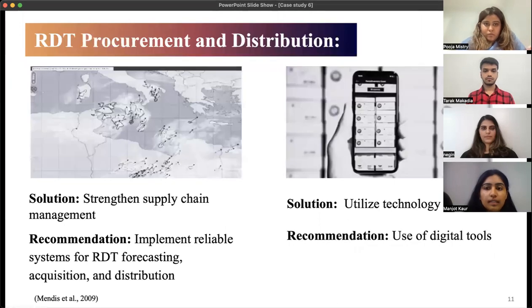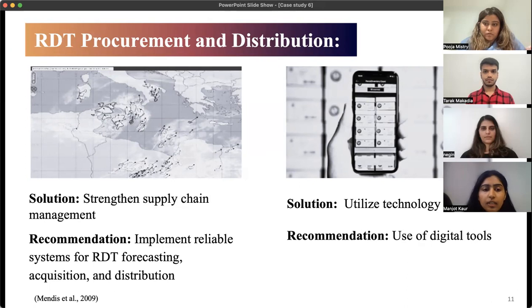Now, in the next slide, it is RDT procurement and distribution, for which the following solutions and recommendations can be provided. The first solution is to strengthen supply chain management. I recommend to implement reliable systems for RDT forecasting, acquisition, and distribution.